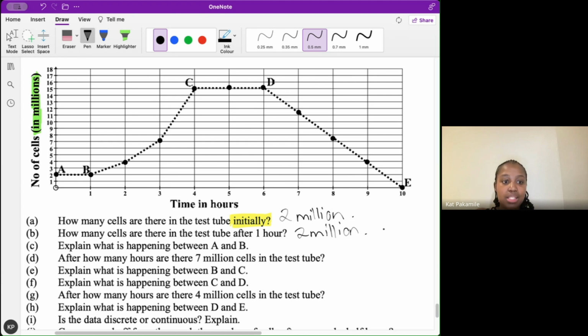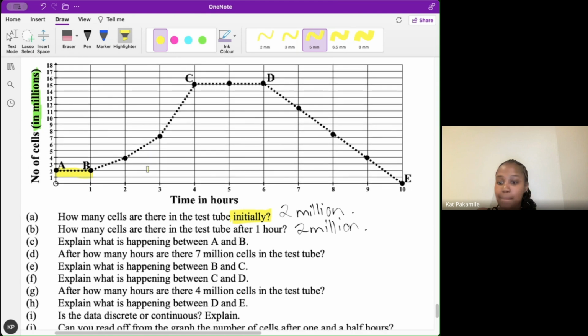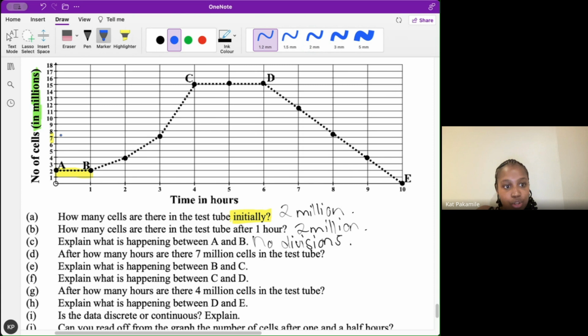All right. Explain what is happening between A and B. Once again, we have a flat line. So what is happening there? It is constant, yes, but what does it mean? There were no divisions, right? Nothing happens. After how many hours are there 7 million cells in the test tube? So 7 is all the way up here. And if I go close to my graph, how many hours does it take to get there? That would be 3 hours. Nice.